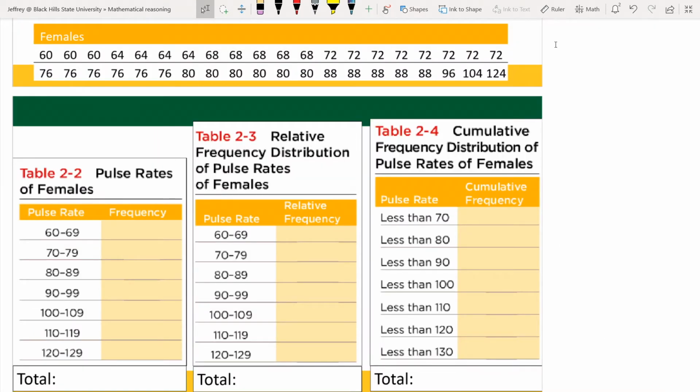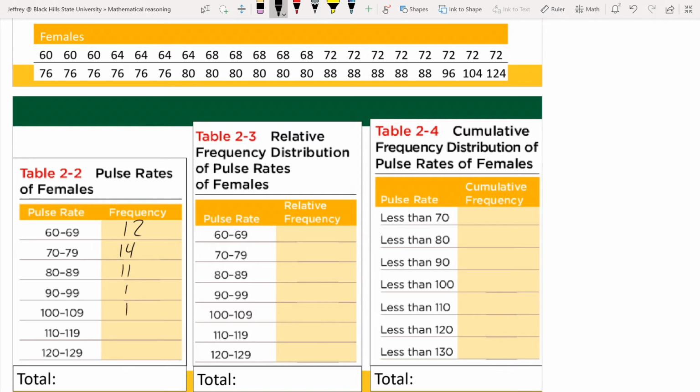So up at the top I have pulse rates of females. And in the far table on the left, we're going to fill in the frequencies, or how many I count for each category. So doing some counting ahead of time, I found that there are 12 pulse rates between 60 and 69 inclusive. There are 14 between 70 and 79. There are 11 between 80 and 89. One that's between 90 and 99.